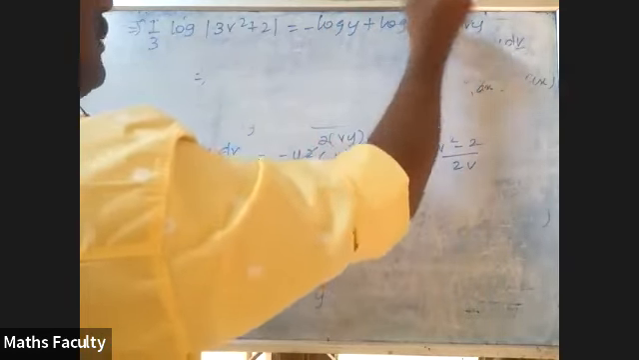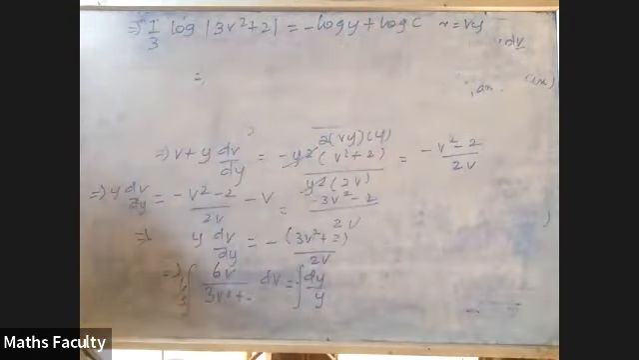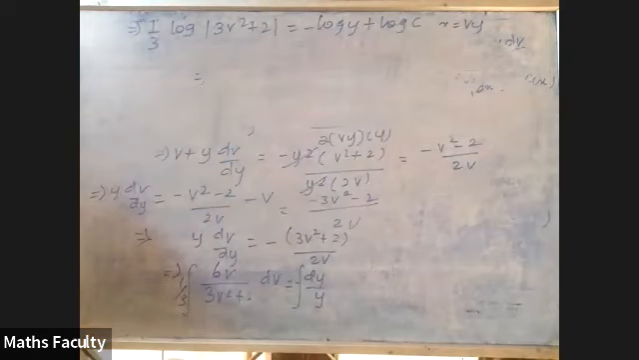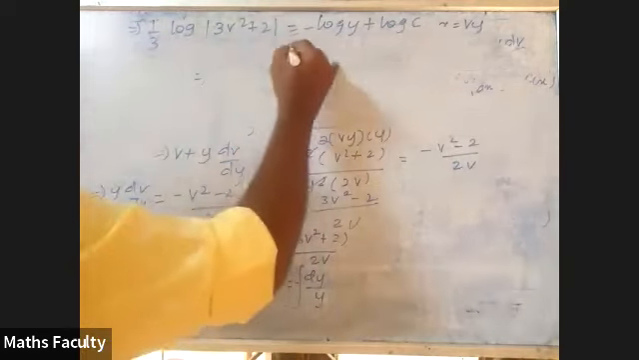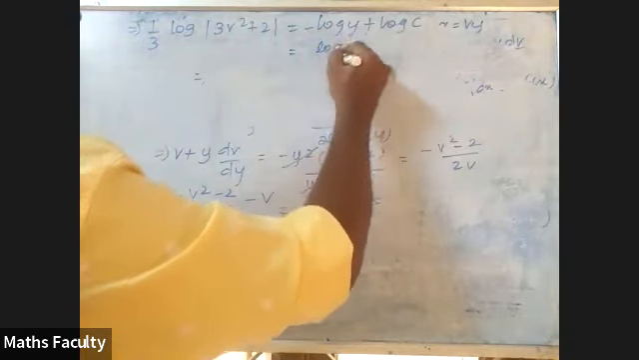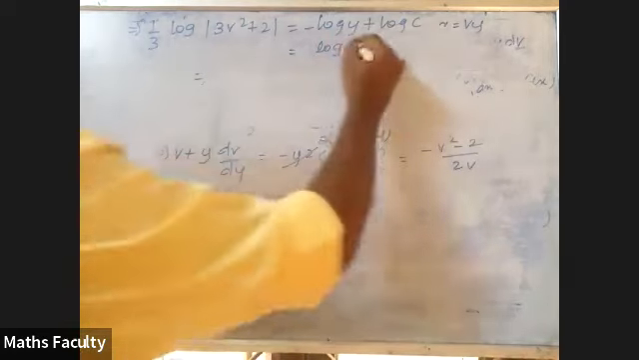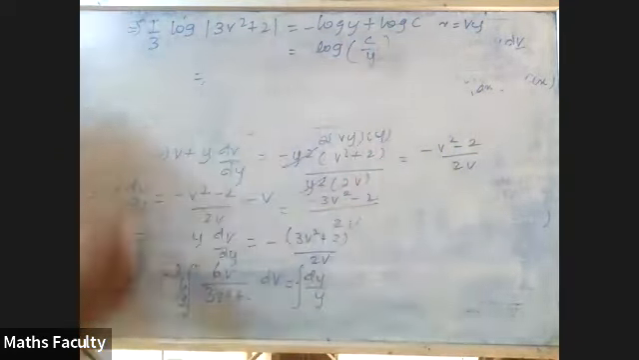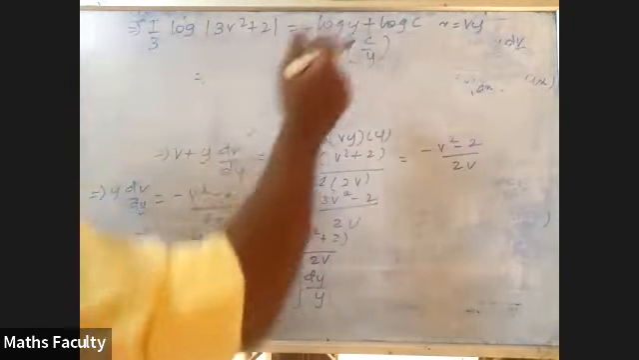Wherever log comes, we can add a constant, plus log c. So I can write this as log c. Then using log m minus log n, moving the minus log y across, I can write this as log of c by y. Using the logarithmic rule, log m minus log n equals log of m by n.